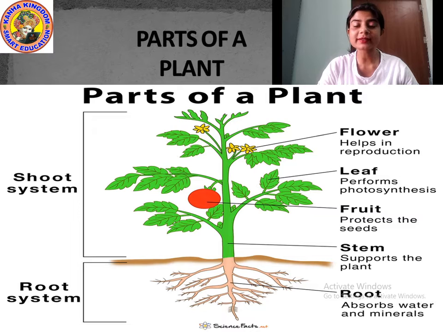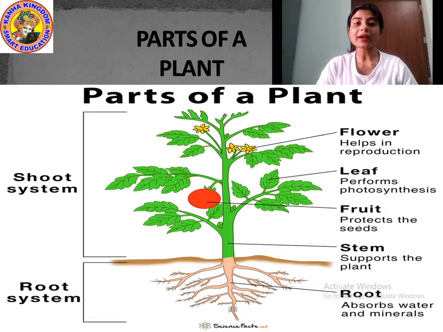And what does root system consist of? It consists of the roots. It consists of roots of the plant body. And in shoot system there is flower, leaf, fruit and stem. Understood? So these are the different parts of a plant.